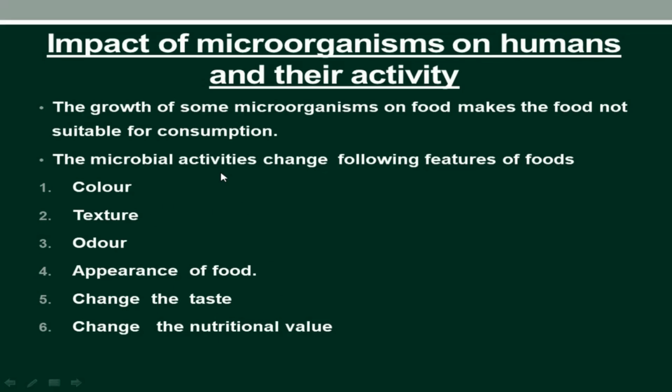Under this topic, firstly we have learned that the growth of some microorganisms on food makes the food not suitable for consumption. And then we have learned that microbial activities change the following features of food: color, texture, odor, appearance of food, taste, and nutritional value. These change due to the activities of the microorganisms in the food. Then we will go on to learn about food spoilage.